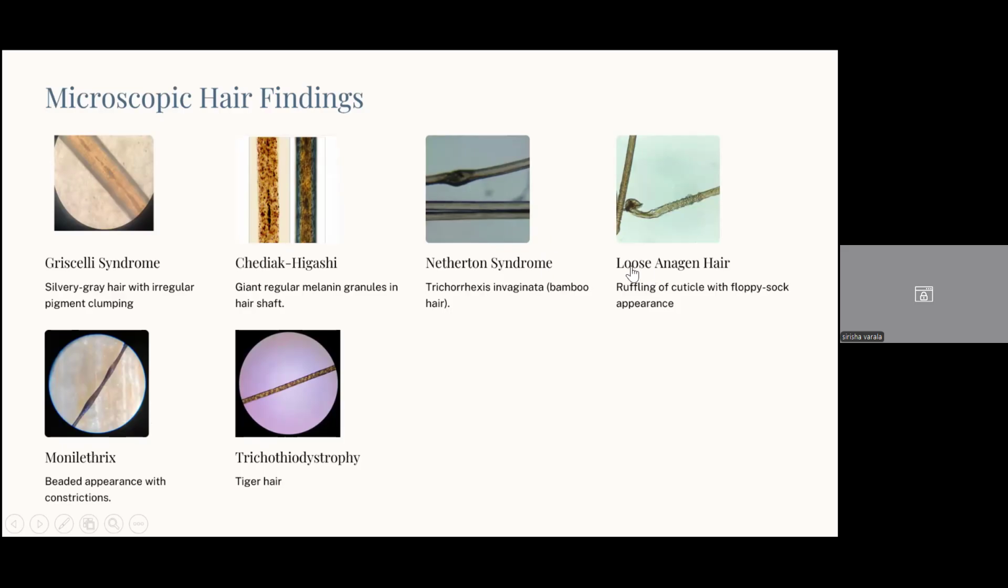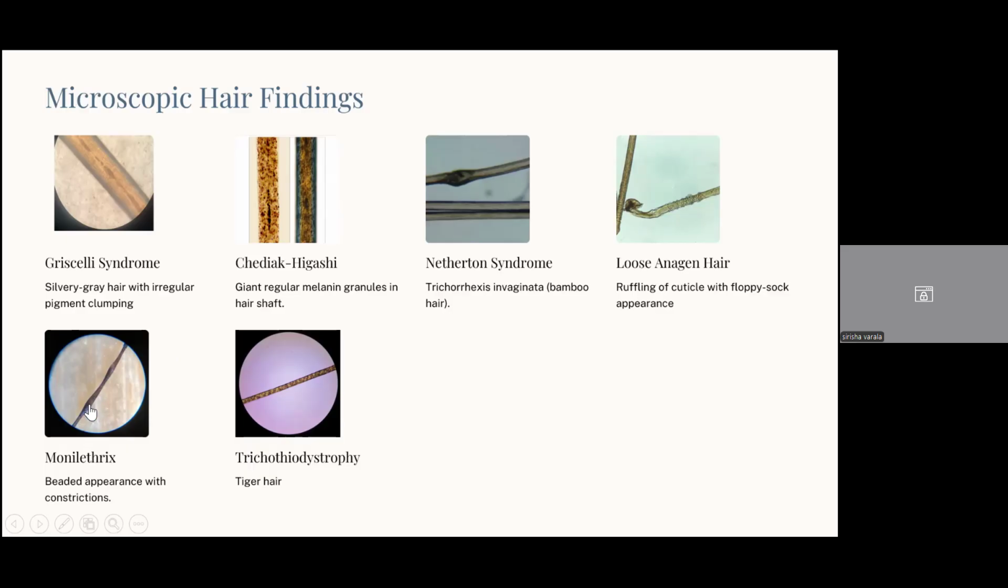Now, if you suspect somebody with loose anagen hair syndrome, the pluck test is also positive. You just try to pull it out; it comes off very easily. Mount those anagen hairs under the microscope. This is classically described as the floppy sock appearance. The cuticle is ruffled, and you see a loose sock-like appearance, which is very characteristic of loose anagen.